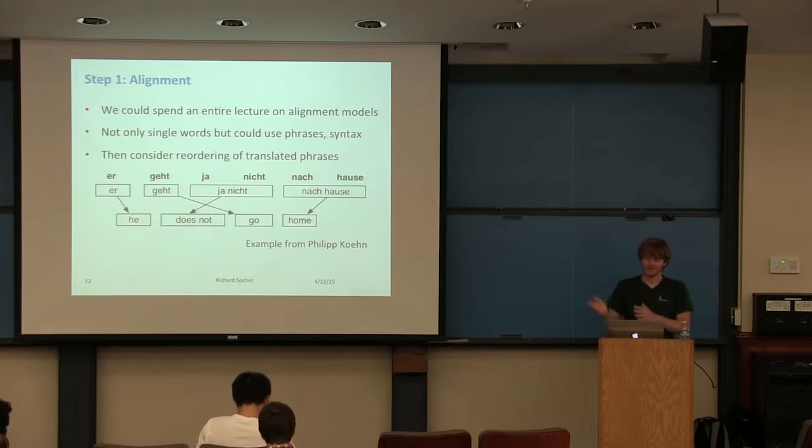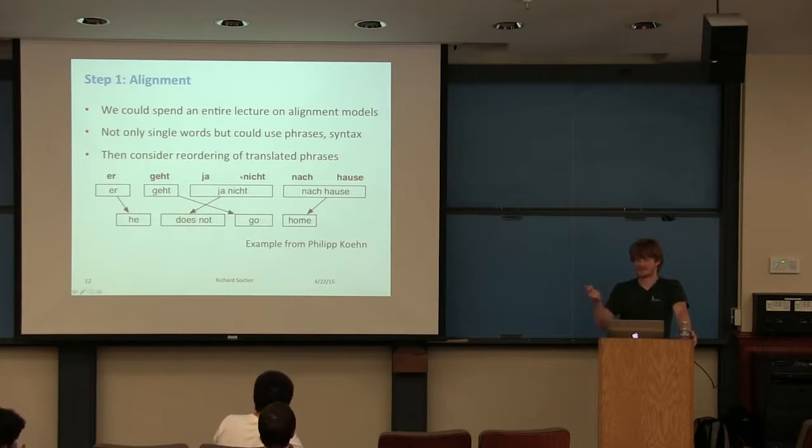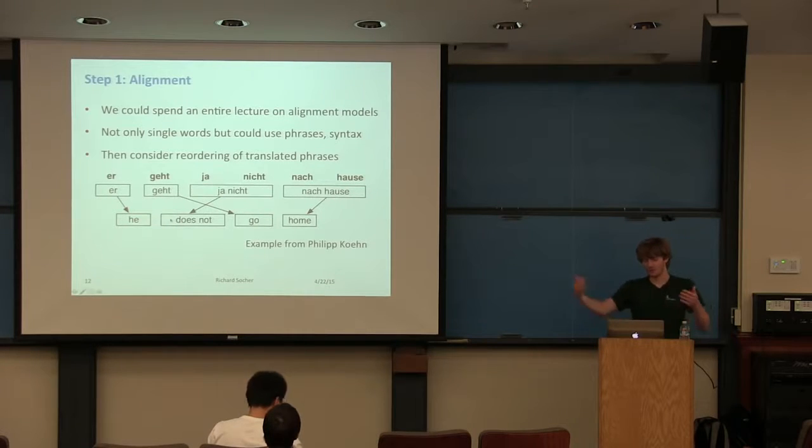And so basically, you also need to, at the end of the day, consider all the potential reorderings. So in German, if you have "geht ja nicht nach Hause," then "ja nicht" is actually sort of "yes not," but in this translation and commonly in parallel corpora, it would just translate to "does not." And so "he does not go home" basically needs some reordering.